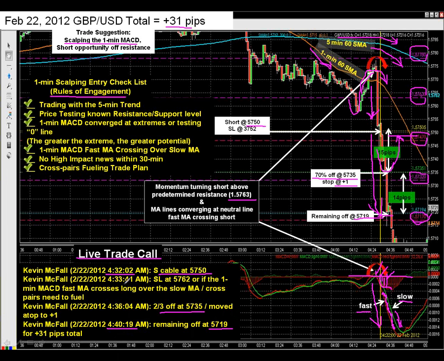Okay, so about 12 minutes, less than 12 minutes, less than 10 minutes. We were able to capture 31 pips just by following 3 very easy indicators, and they give you what we call your best bang for your buck. That gives you the best opportunity to catch momentum as it starts to develop. All right, so that's the trade.